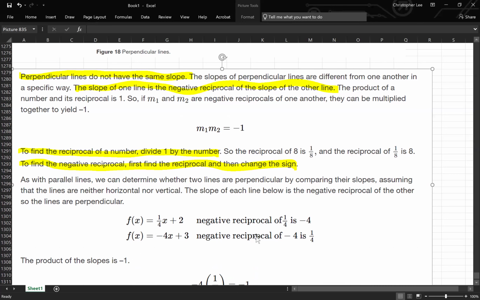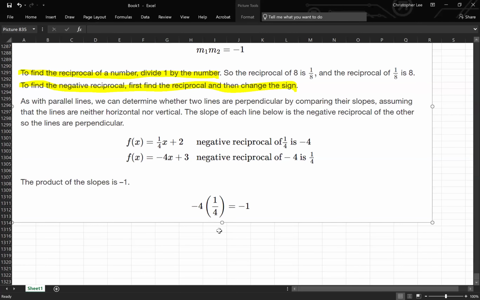-4x plus 3. Negative reciprocal of -4 is 1/4. Okay, so the product of the slopes is -1. As you can see, -4 times 1/4 is equal to -1.